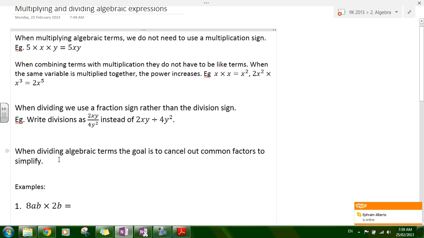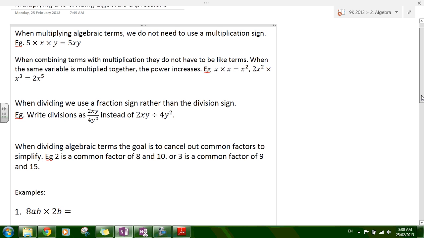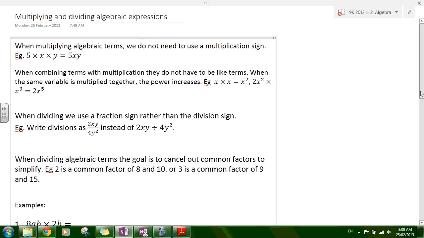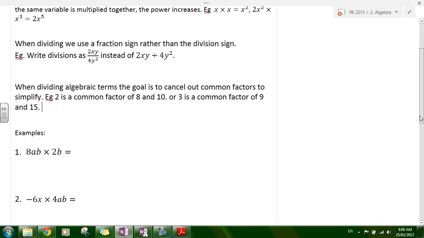A common factor, remember, is a number that divides both of the terms. So for example, 2 is a common factor of 8 and 10. So we can divide both of those by 2. And in fact, it's the highest common factor. Or 3 is a common factor of 9 and 15. So we need to make sure that we're finding what common factors are and cancelling them out. The best way to do this is to go ahead and have a go, so let's have a look at a few examples here.